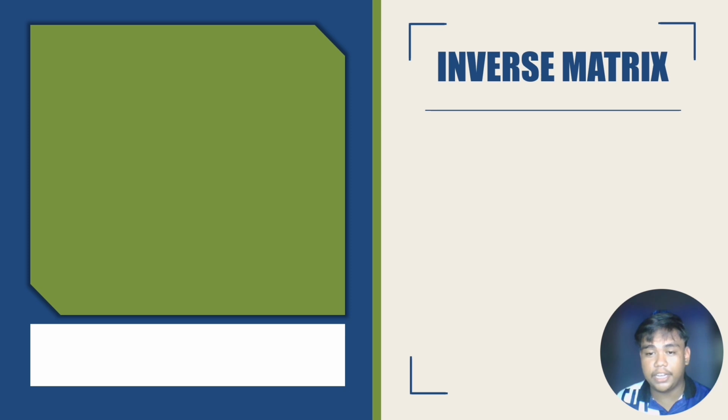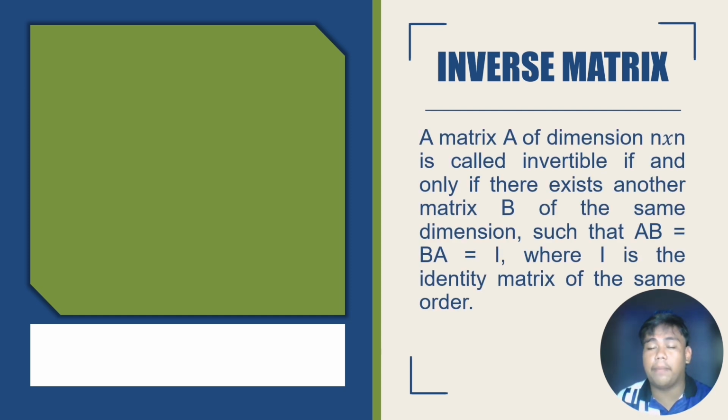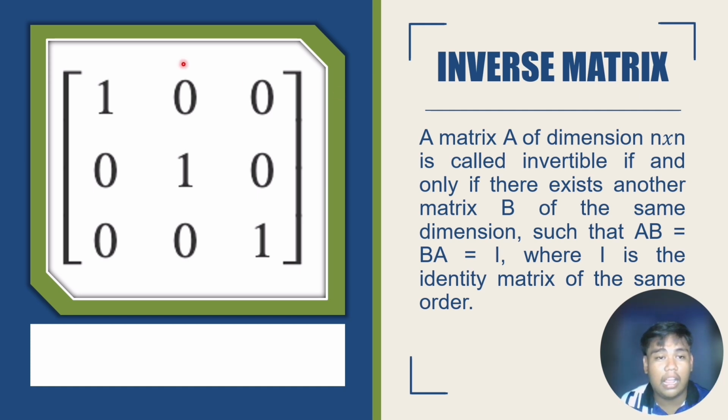Next, we will learn about the inverse matrix, or when we can say that a matrix is invertible. A matrix A of dimension n times n is called invertible if and only if there exists another matrix B of the same dimension such that A times B is equal to B times A and equal to I, where I is the identity matrix of the same order. The identity matrix is the matrix that has its diagonal all 1 and all the other elements 0. That is the identity matrix.